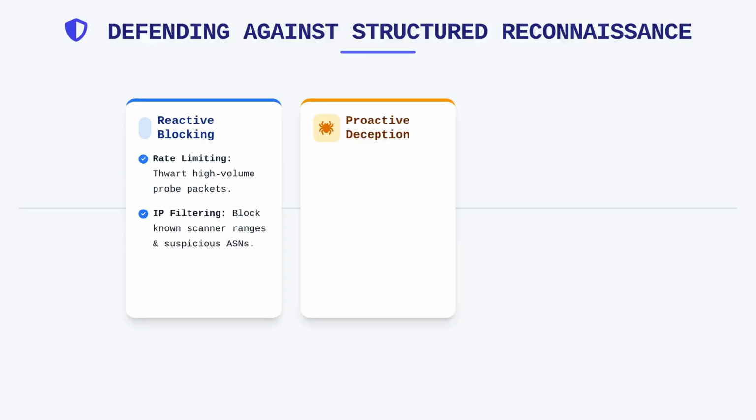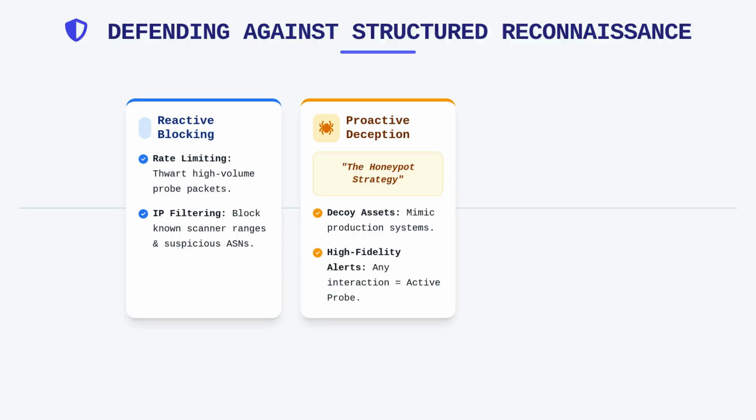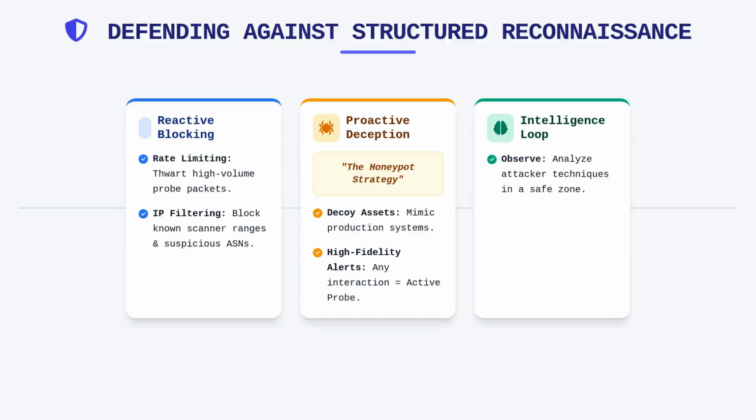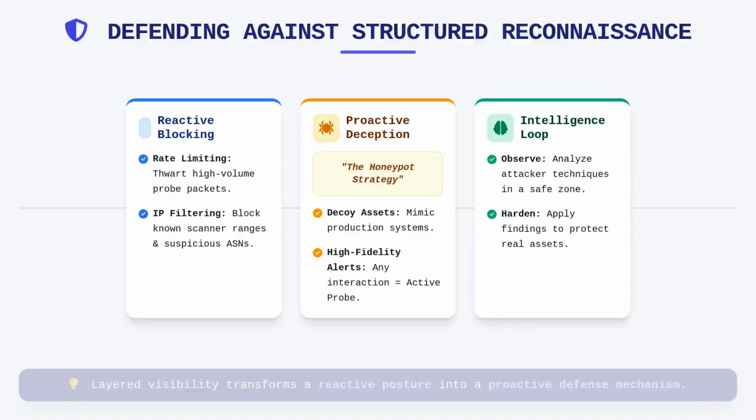However, this is largely reactive, so we must also incorporate proactive detection mechanisms like honeypots. A honeypot is a decoy system configured to look like a production asset, designed to collect data on the activity of anyone who interacts with it. Since legitimate traffic should never touch these resources, any interaction serves as a high-fidelity alert that someone is actively probing the internal perimeter. This allows us to observe the attacker's techniques in a controlled environment while hardening our legitimate assets against the identified methods.